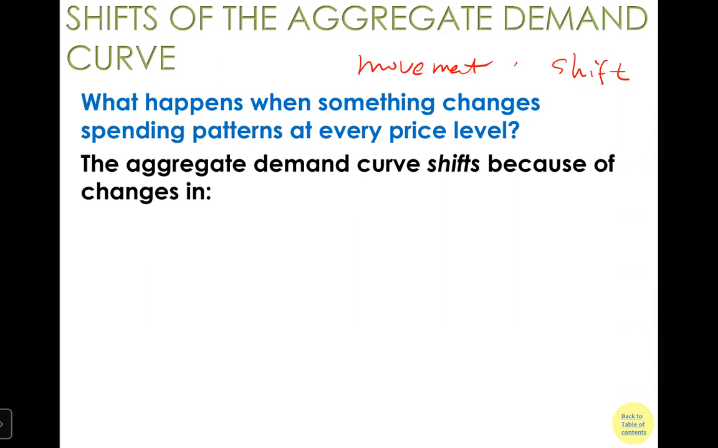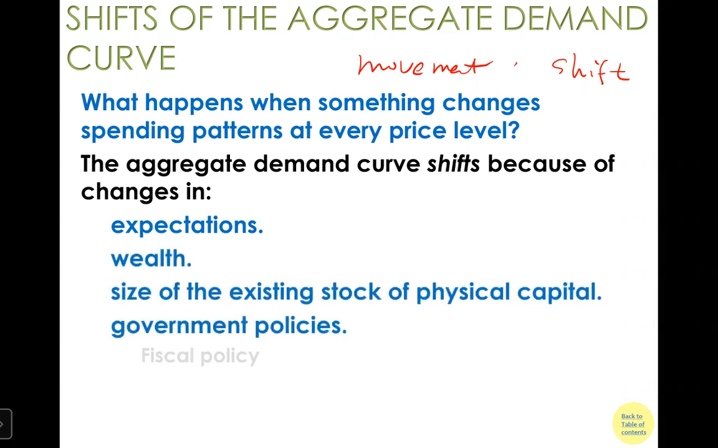Now, what causes the curve to shift? That means the entire curve shifts. There are the following reasons: expectation, wealth, physical capital, and government policy. So now let me explain to you how each of these factors causes the shift.